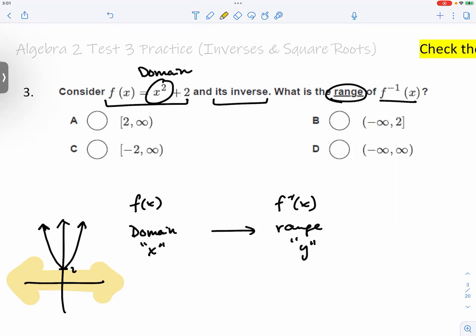Okay, so if you do that, then you would know the answer is going to be from negative infinity to infinity. Okay, and if you are interested in actually seeing it, the inverse would actually be like this, and that's why it's going to be from negative infinity to infinity, because of the y values being covered by the inverse. Okay.